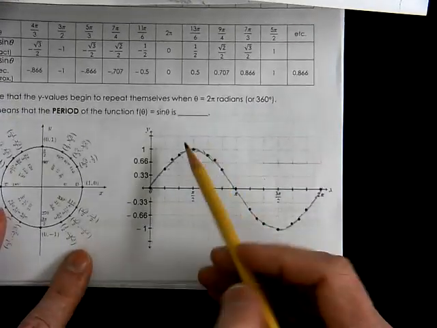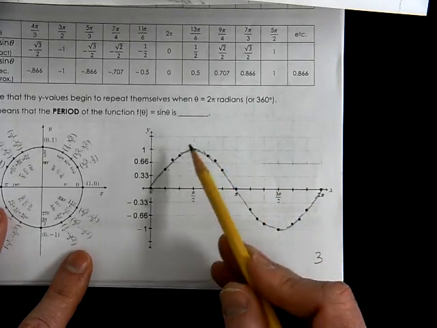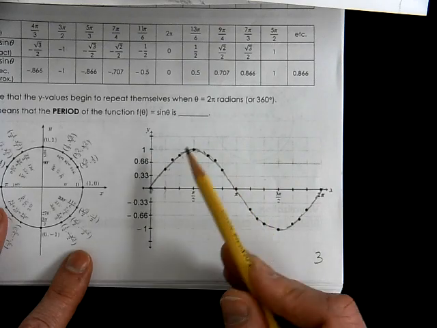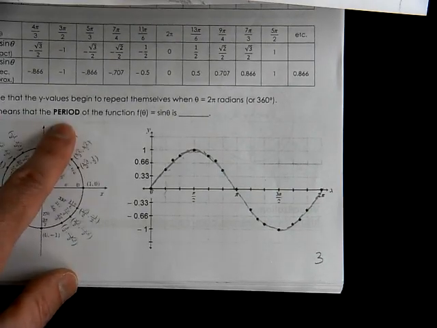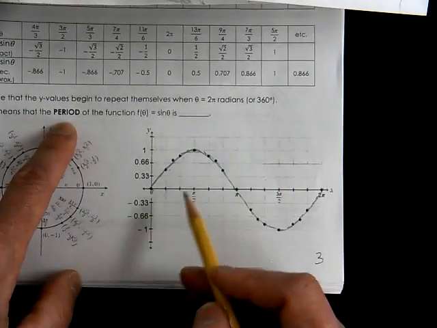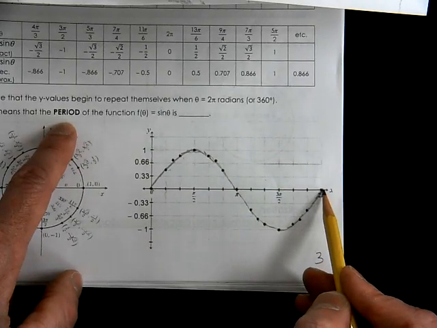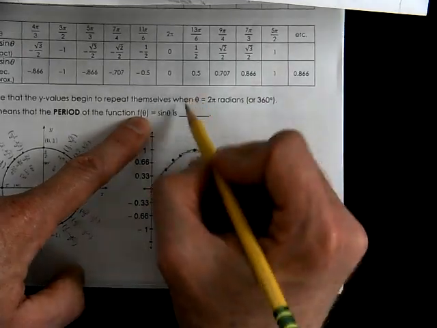We typically will only graph one of these cycles, one set of the graph that is going through the full maximum and minimum roll of the periodic function. This means the period, because it took from 0 up to 2 pi before it repeated itself, that means the period is considered 2 pi.